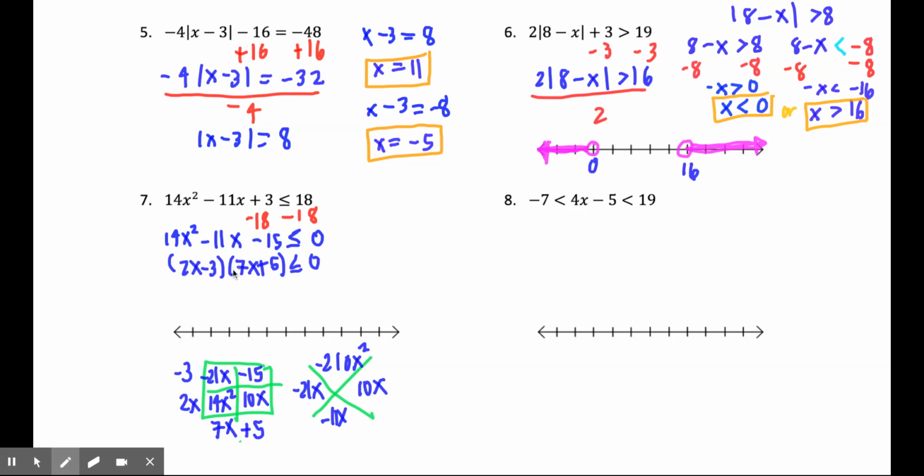Okay, and then those create your boundary points. So when 2x minus 3 is equal to 0, that's going to be a boundary point. So when x is equal to 3/2, and then 7x plus 5 equal to 0 will be your other boundary point. So subtract 5 and divide by 7. So you get -5/7. So you put that one there.